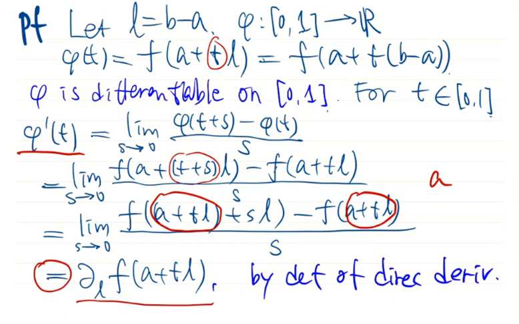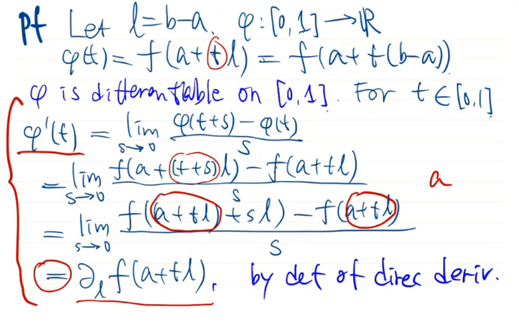Very important. For such a function phi, the derivative of phi at any point t, as long as it is defined, equals this directional derivative. In our previous discussion of directional derivative, we considered the directional derivative of f at the point a in the direction L. That is t equal to 0. But now we need to consider different t. So we analyze this in detail in these several steps. I hope that you can understand this.